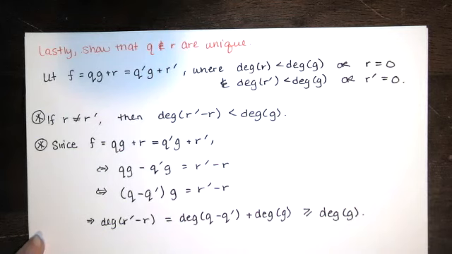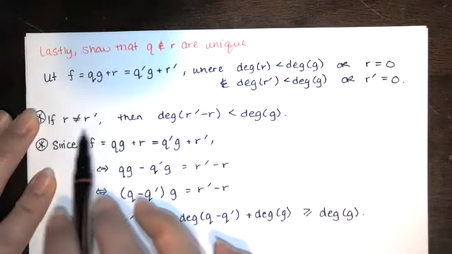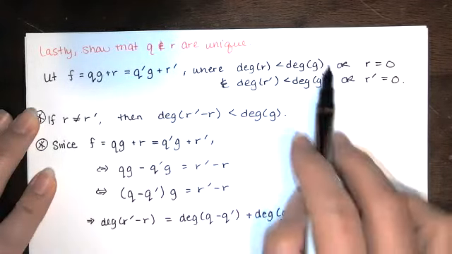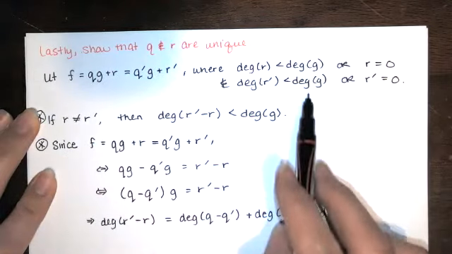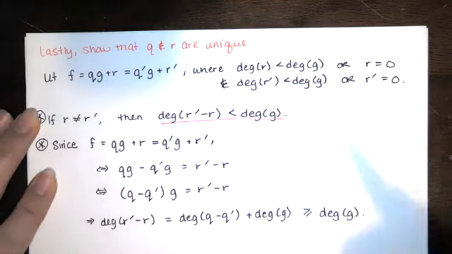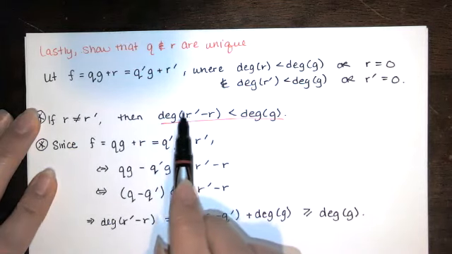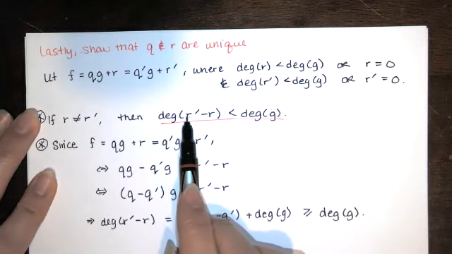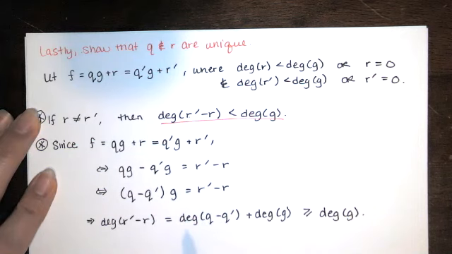Well, wait a minute. We just said two things that are contradictory. We said from up here, because we require the degree of r and the degree of r prime to both have degree less than g, we must have that the degree of r prime minus r is less than the degree of g. Just taking those two polynomials, we subtract them. If this one has a lower degree than g, and so does this one, when you subtract them, it would still have a degree that's less than g.